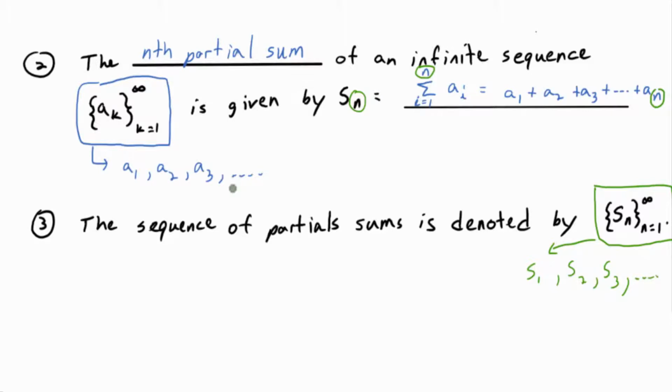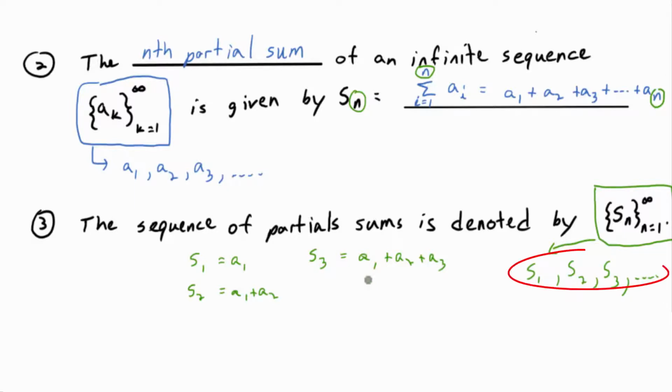S1, if you think about it, would just be the first term in the series, a1. S2 would be a1 plus a2, the sum of the first two terms in the given infinite series. So what would S3 be? a1 plus a2 plus a3, there you go. And then S4 would be the sum of the first four terms in the series and so forth.